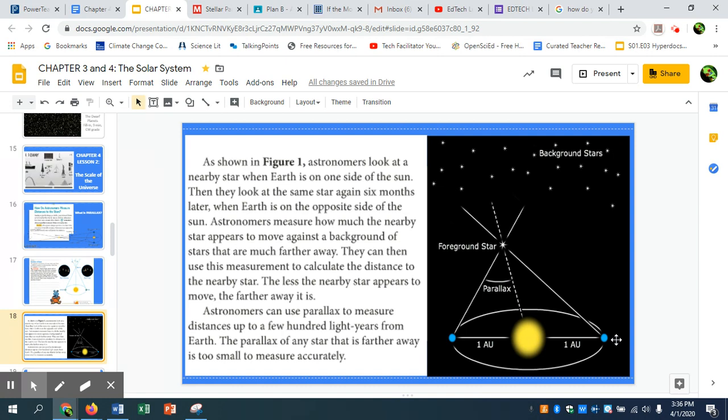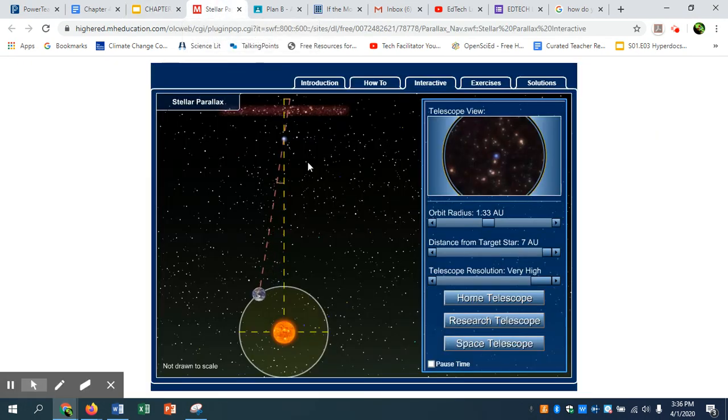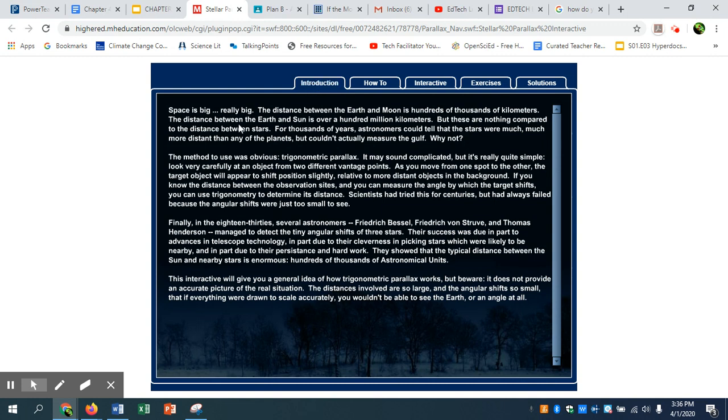Now, how do you actually calculate parallax? I don't expect you to understand that and to know how to do that. One of the activities that I have you looking at today is this interactive activity about parallax. One of the things that I asked you to do is to read the introduction here. Now we go to the second paragraph, and it says, the method to use was obvious when they're talking about how to measure parallax. The method was trigonometric parallax, so using trigonometry.